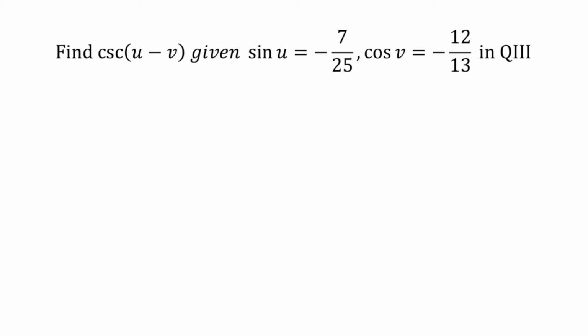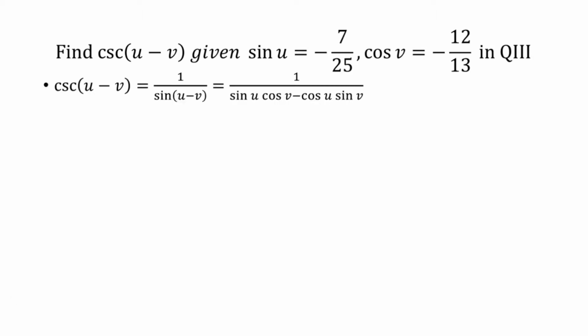I want to find cosecant of u minus v, given that sine of u is negative 7 over 25, and cosine of v is negative 12 over 13 in quadrant 3. So the first thing I'm going to do is rewrite cosecant of u minus v as 1 over sine of u minus v. And here I'm going to use the fact that sine of u minus v is sine of u times cosine of v minus cosine of u times sine of v.